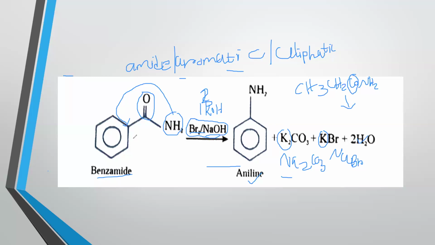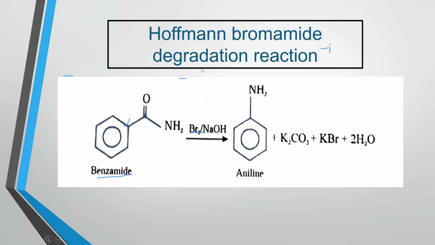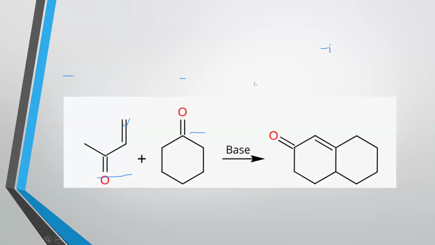Okay, so simply you have to remember that an amide, when it undergoes Hofmann bromamide degradation in presence of KOH or NaOH with bromine, will form an amine with one less carbon. Okay, clear to everyone? If you are not getting anything, you can ask in the chat box. So it's a Hofmann bromamide degradation reaction.